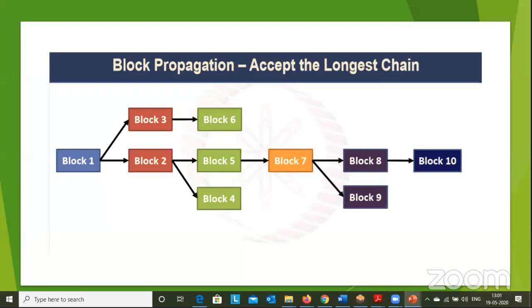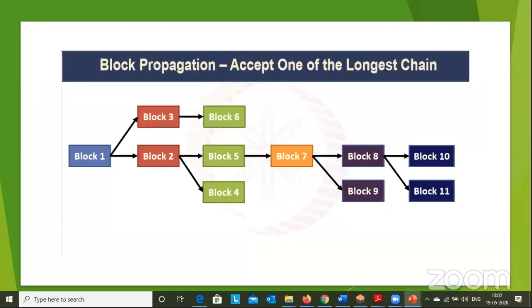For example, here we have blocks 8, 9, 10. We need to add a new block, but we don't know where. That is decided based on the longest chain. The node with the maximum proof of work is where we need to add the new block. For example, in this scenario, block 8 has more proof of work, so block 11 is connected to block 8. That is the longest chain rule in the Bitcoin network.